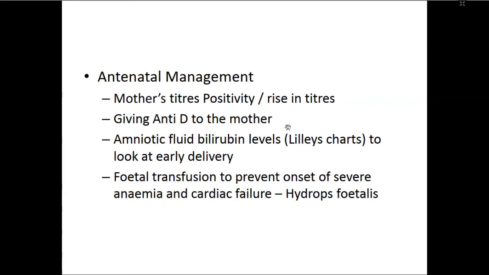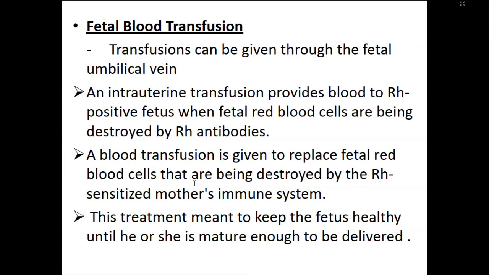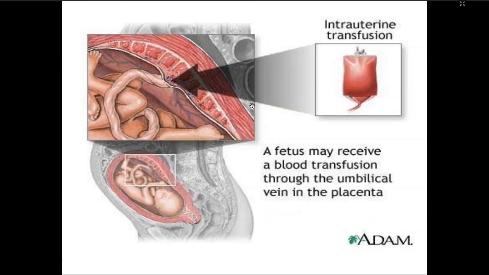Let's discuss it. Transfusions can be given through the fetal umbilical vein. An intrauterine infusion provides blood to Rh positive fetus when fetal red cells are being destroyed by Rh antibody. A blood transfusion is given to replace fetal red cells that are being destroyed by the Rh sensitized mother's immune system. This treatment is meant to keep the fetus healthy until he or she is mature enough to be delivered. This is intrauterine transfusion. Fetus may receive a blood transfusion through the umbilical vein in the placenta.